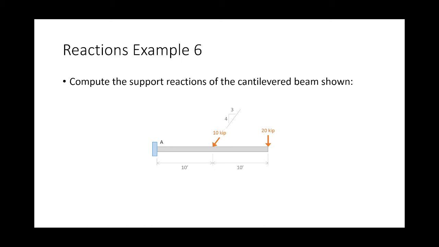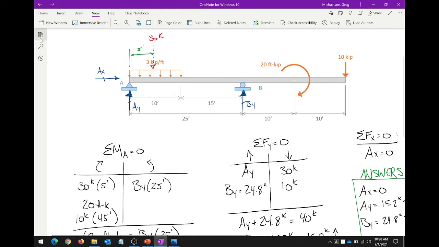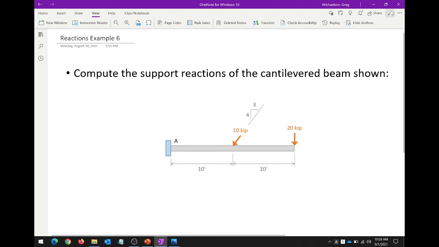Everybody good? Let me pull the notebook up because it's got the same info. Oh, that's the wrong device. All right.